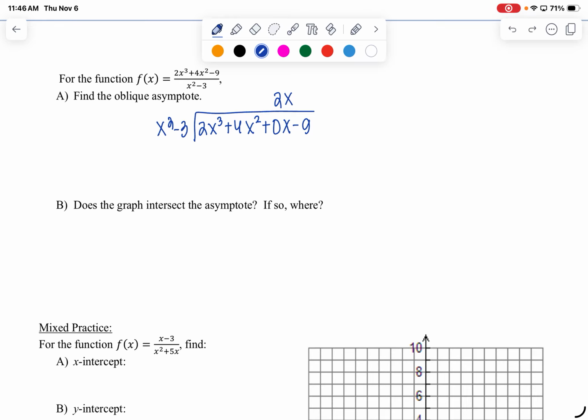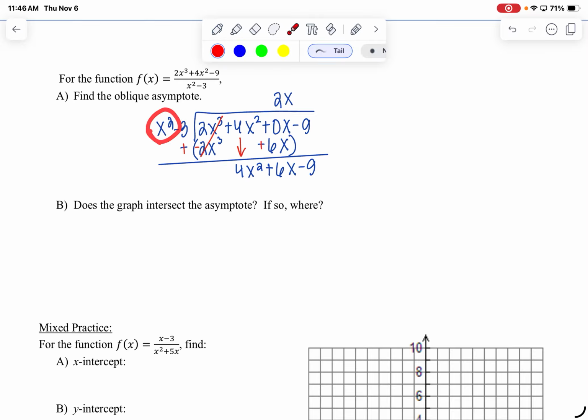I'm gonna put that over my 0x and then distribute my 2x to x squared minus 3. So that is 2x cubed, and then negative 3 times 2x is negative 6x. I'm gonna write that underneath my 0x, subtract that off of that polynomial. I don't like subtraction, so I'm gonna change it to addition and add the opposite. These are gone, I'm gonna make sure I drop this. So that's 4x squared plus 6x minus 9, and I'm gonna start over.